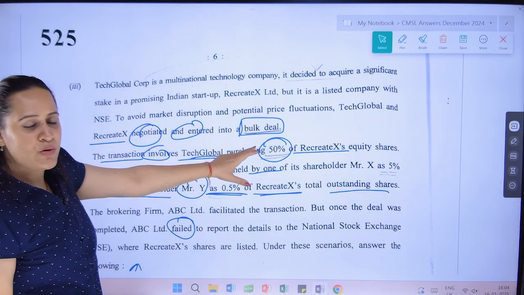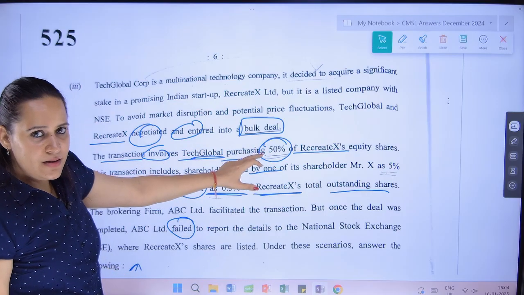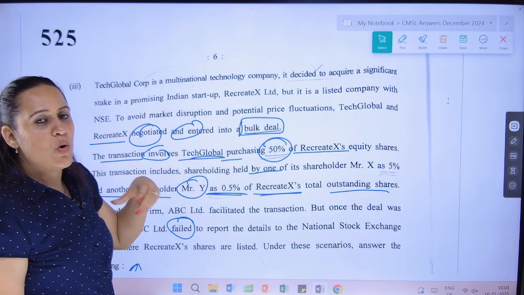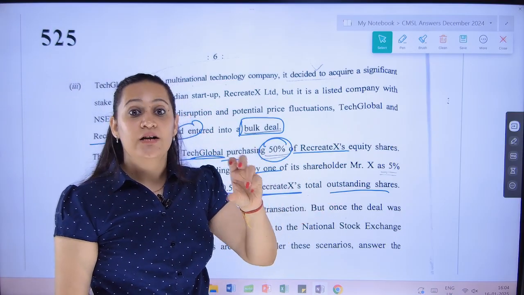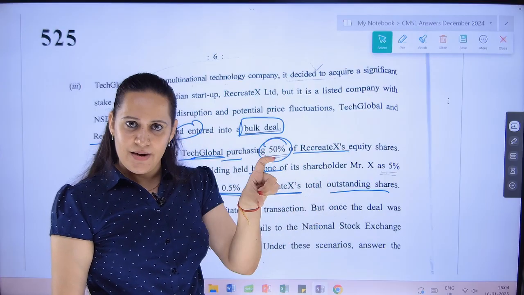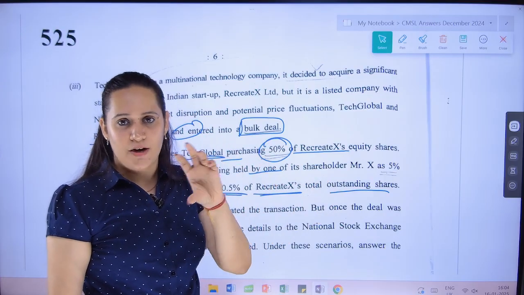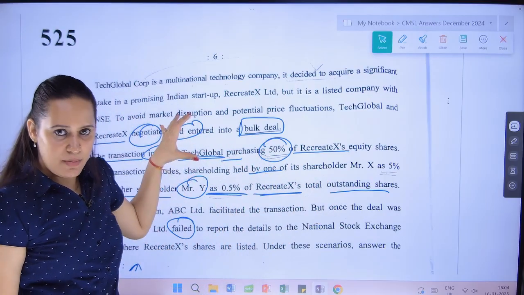So yes, in the question only we got an answer that it is a bulk deal. They have told it is a bulk deal. So what are we going to give as an answer? We are going to tell them what a bulk deal is. What kind of deals are called bulk deals? We'll give them an explanation of what is the quantum that you should purchase to qualify as a bulk deal.